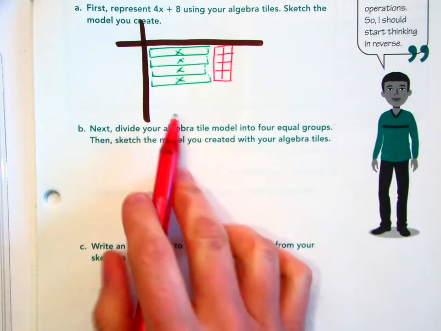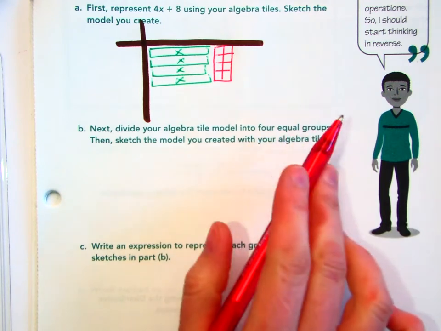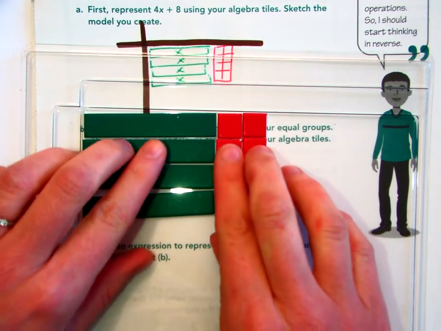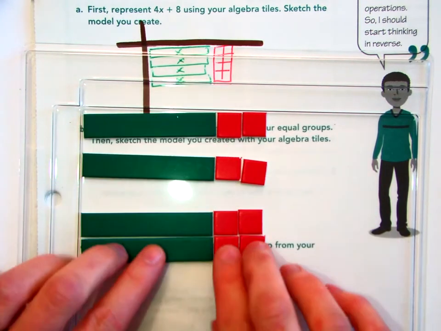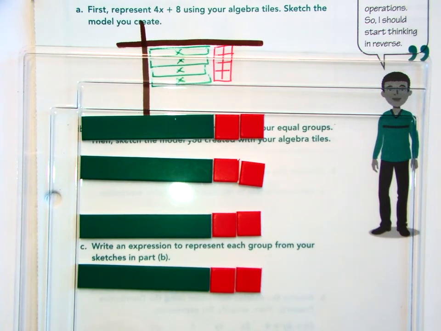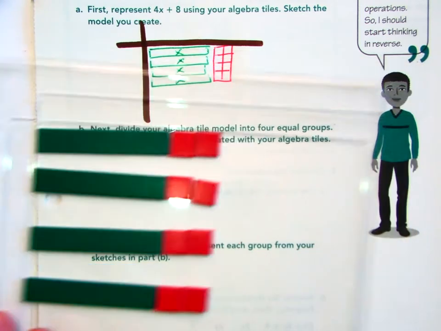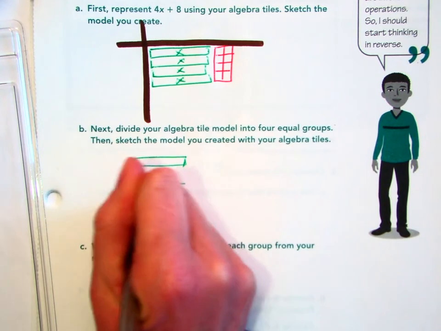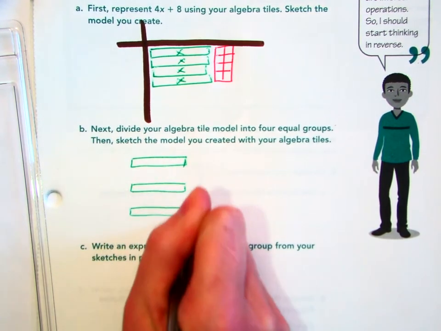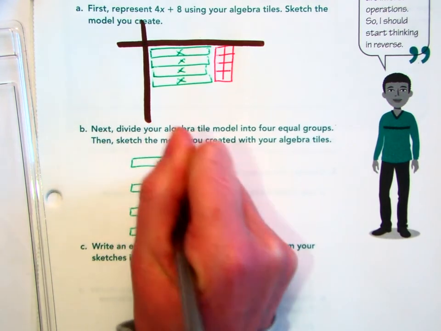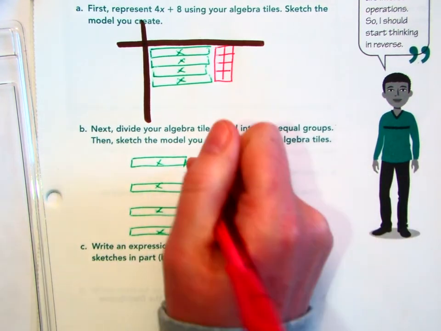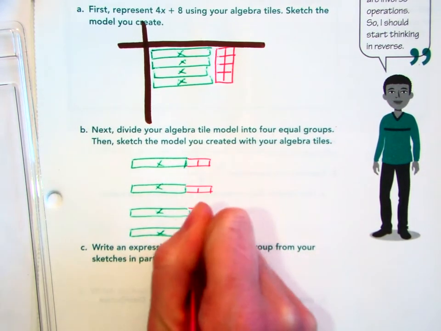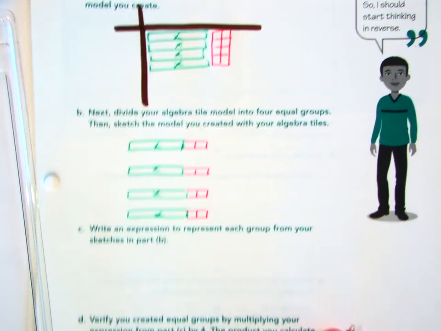Next, divide your algebra tile model into 4 equal groups, then sketch it. 4 equal groups, that would be that. That is 4 equal groups. That's going to look like, let me take care of all the different colors separately. Okay, so I've got my X's drawn, and then this one would have 2 of those red blocks tagged on. This is not drawn to scale. Okay, so that's 1, 2, 3, 4 groups.